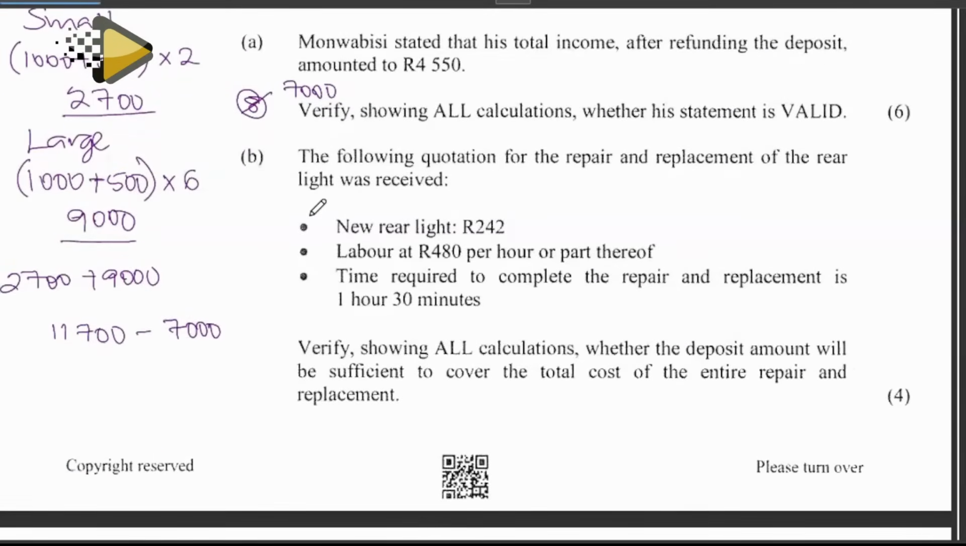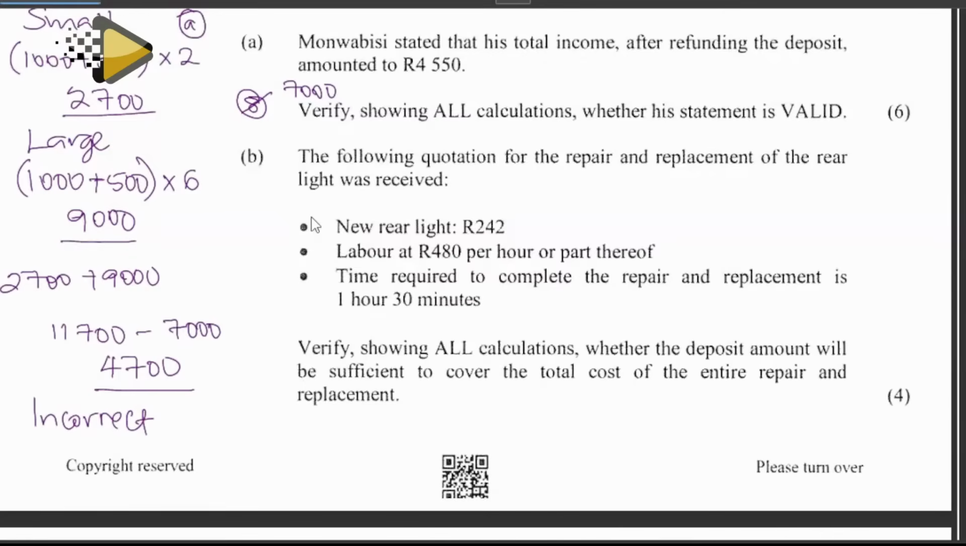Okay, so now there we go. Subtract 7,000. We end up having 4,700. So is this statement right? We say it's what? It's incorrect. This was question A. Let's look at B, part B.